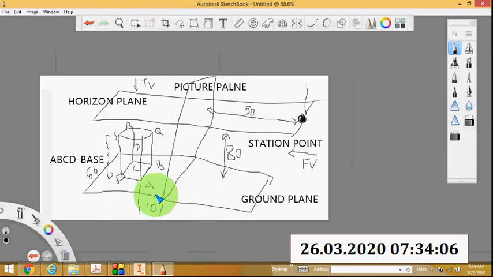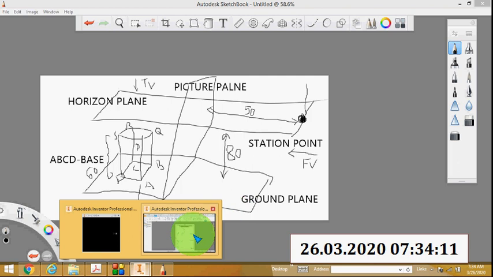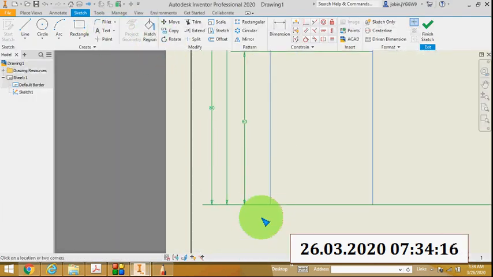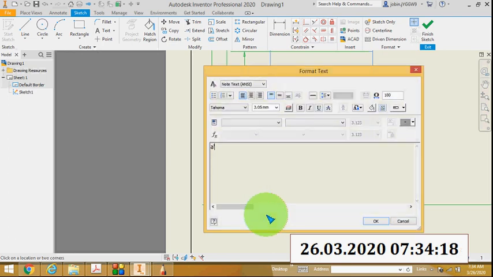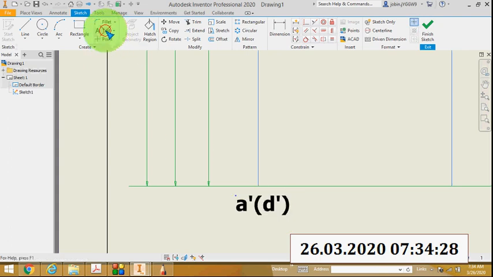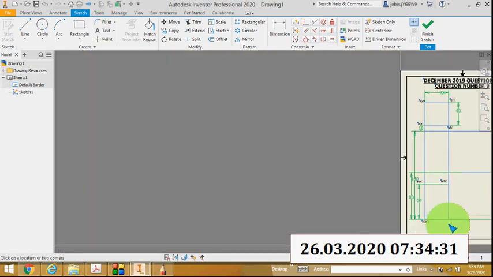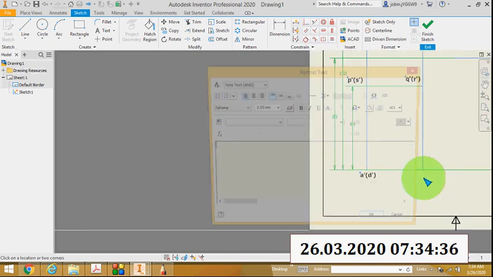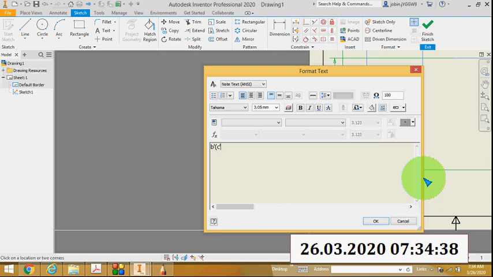Then in the bottom you can see A is visible, D is invisible, B is visible, C is invisible. So name this point as A dash bracket D dash, and this point is B dash bracket C dash. The point is very important.